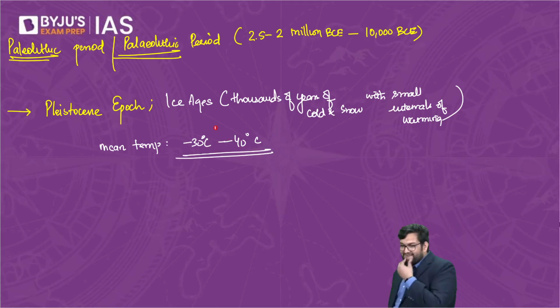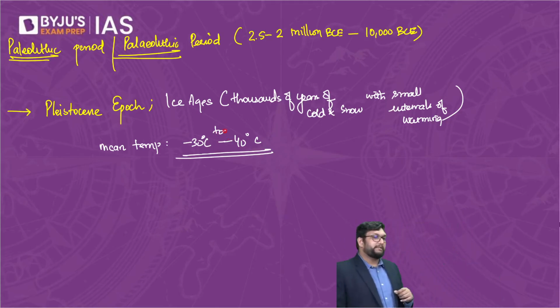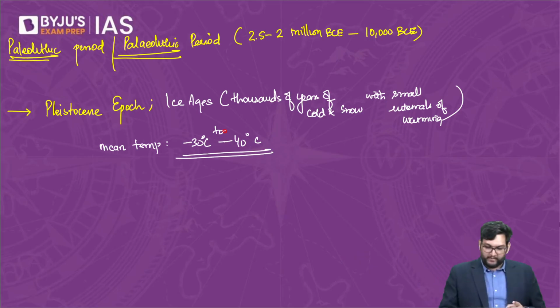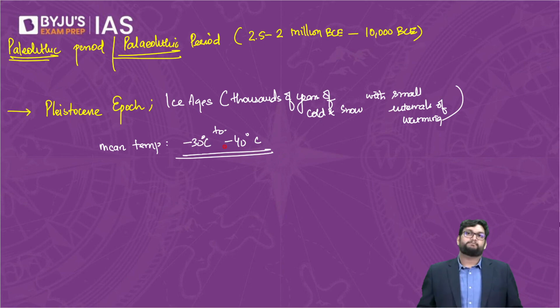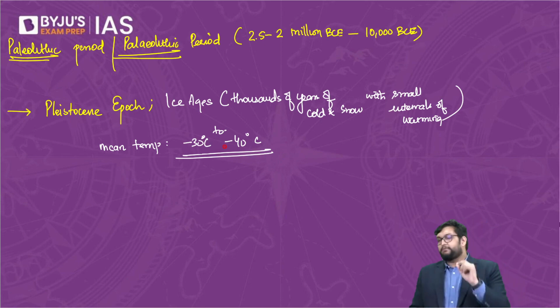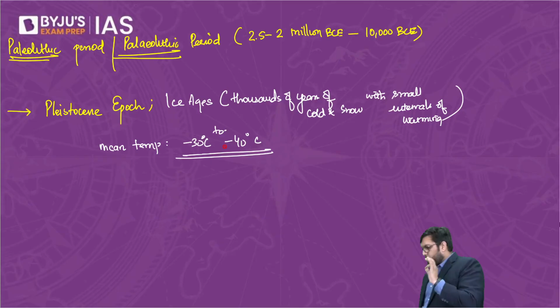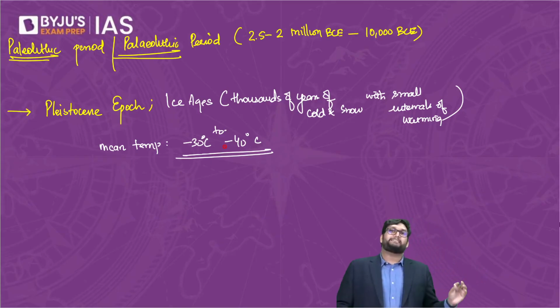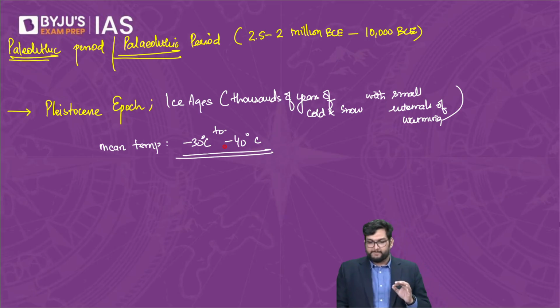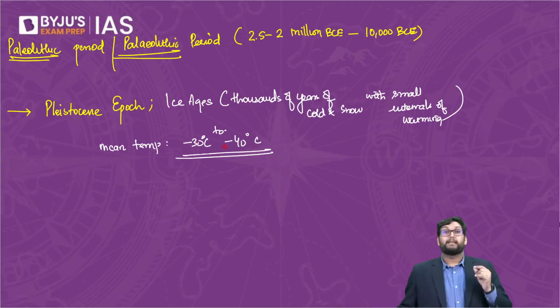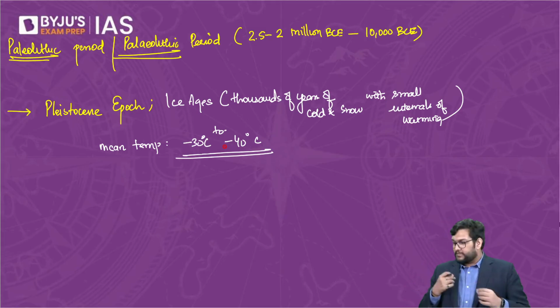Now, mean temperature minus 30 to minus 40 dictates 2 to 3 things. Can anybody tell me what is the proof of the ice ages on your body right now? Very good. Hair. The hair which you have on your body is because of the ice ages.